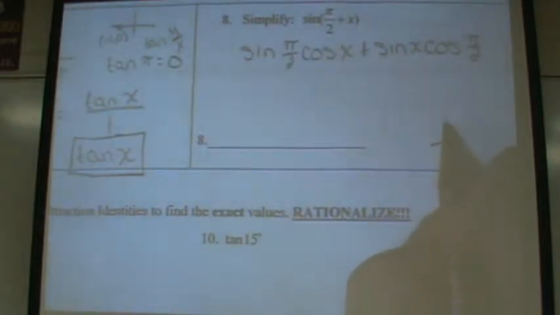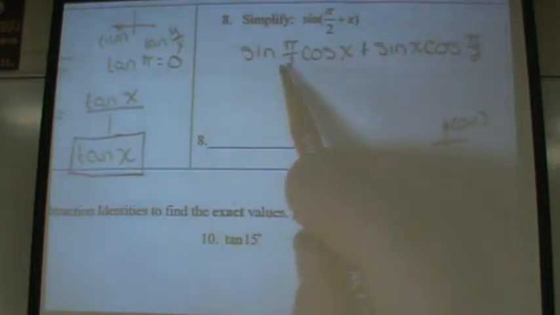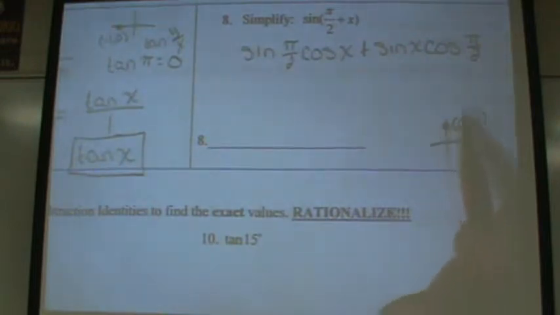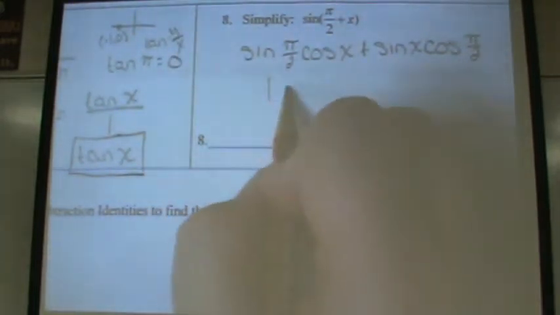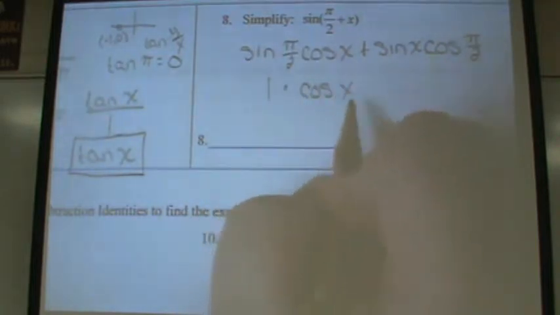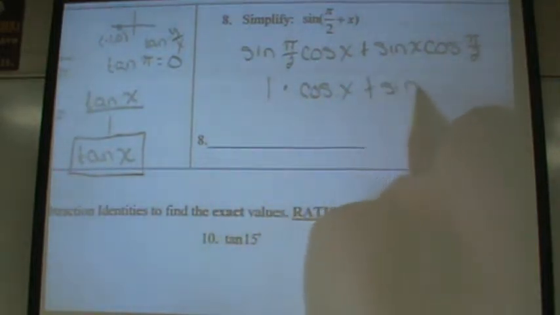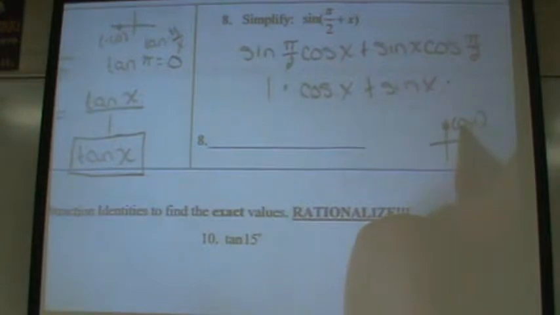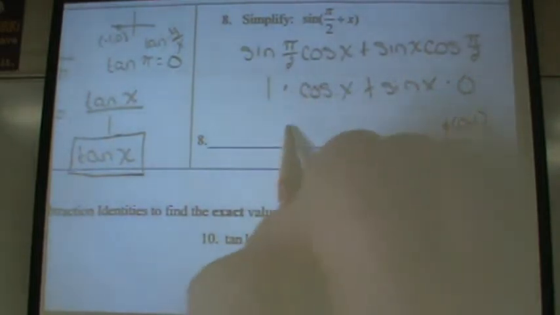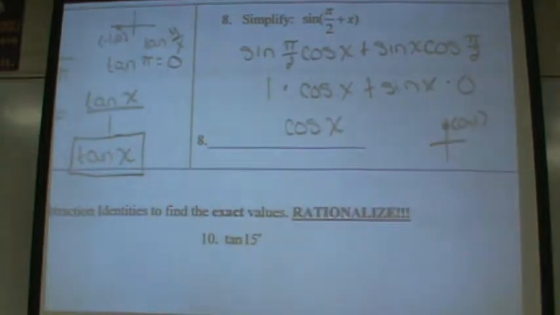Pi over 2 is up here, and that's at 0, 1. Sine, remember, is our y value. Cosine is our x value. So sine of pi over 2 is looking at our y value, which is 1, times that cosine x. Then that's plus sine x times our cosine of pi over 2, which is looking at our x value, which gives us 0. So this side is just going to equal 0, and then we have 1 times cosine x, which just gives us cosine x.